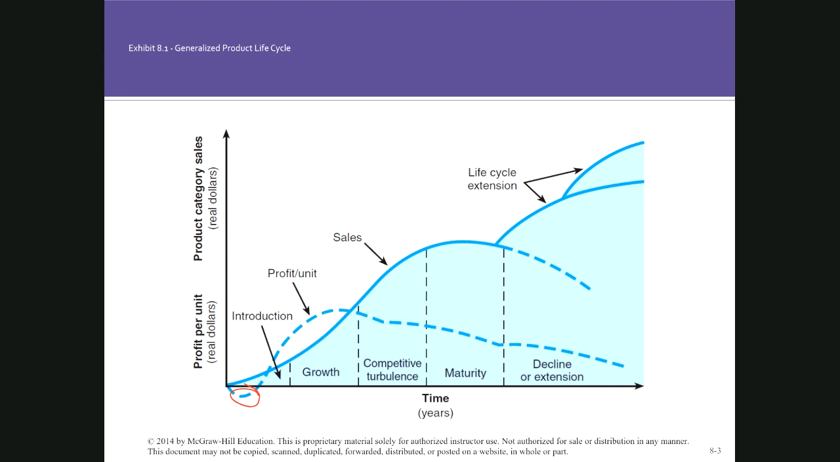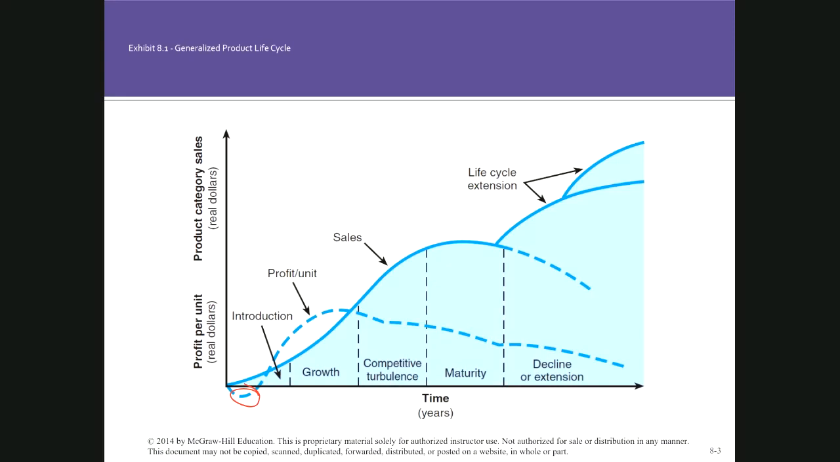And then you've got the growth stage. As more people learn about the product and it becomes more available, sales generally increase at a progressively faster rate. So you'll see that they really grow during that period of growth. And then the maturity stage is the next one, if we skip the competitive turbulence part that they like to add in there.